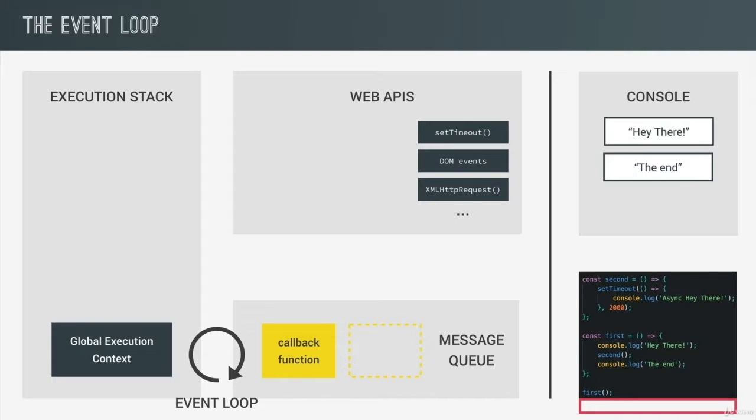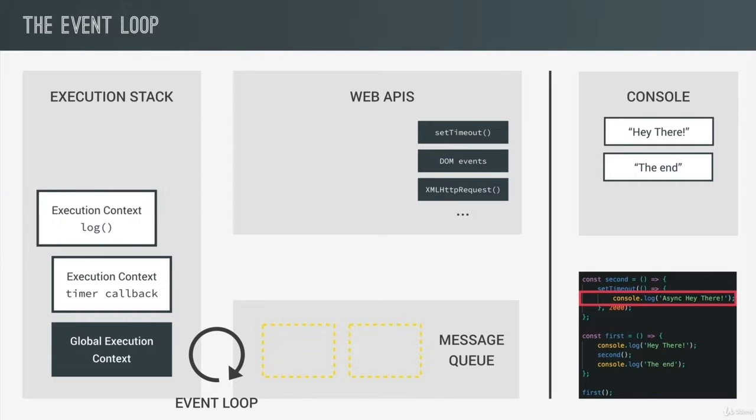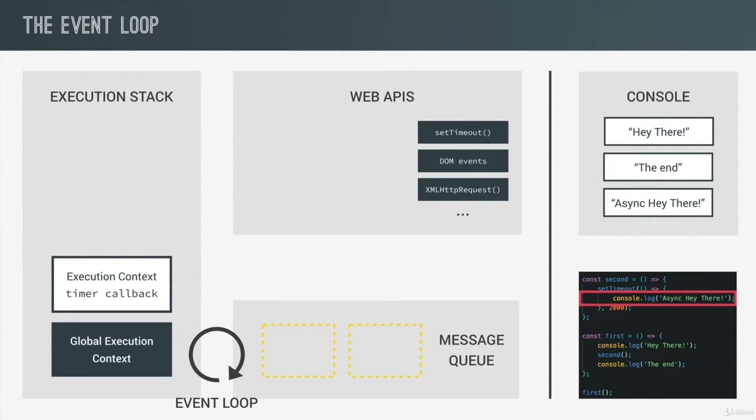So the job of the event loop is to constantly monitor the message queue and the execution stack, and to push the first callback function in line onto the execution stack as soon as the stack is empty. Okay, so in our example here right now, the stack is empty, right? And so we have one callback waiting to be executed, and so the event loop takes that callback and pushes it onto the stack, where a new execution context is created for that function. And that's it. That's what the event loop does. So inside that callback function now, we simply run the log function, which logs async hey there to the console. Then the context pops off the stack and we're done.